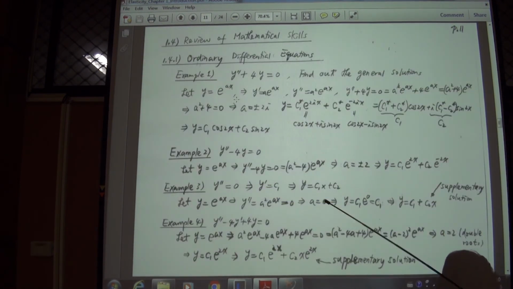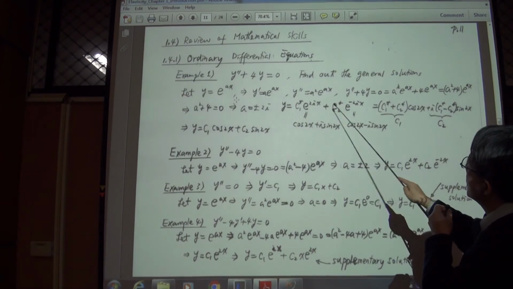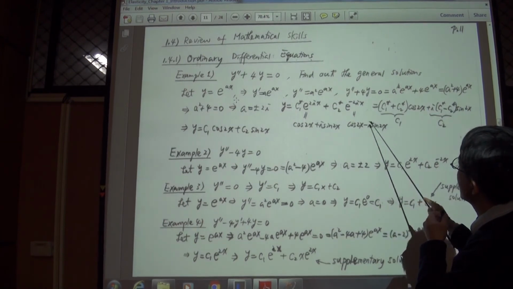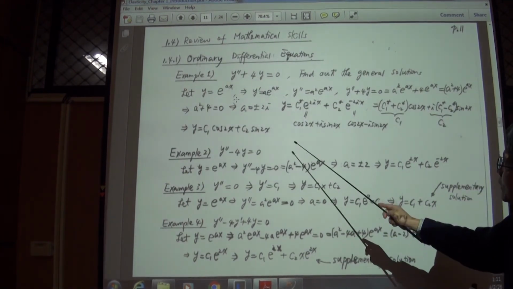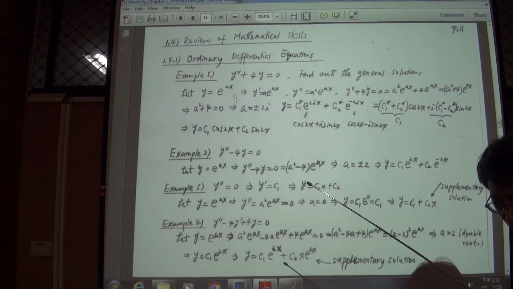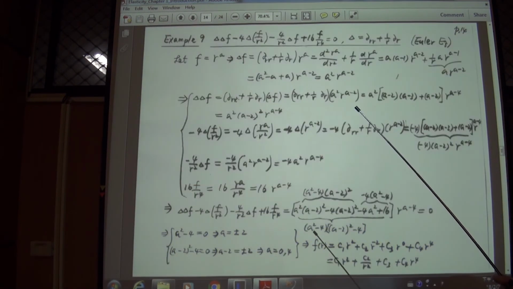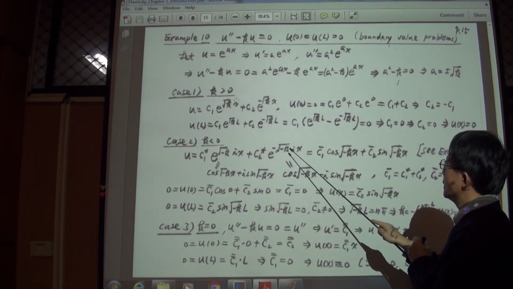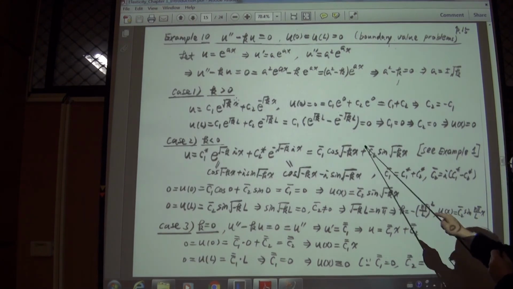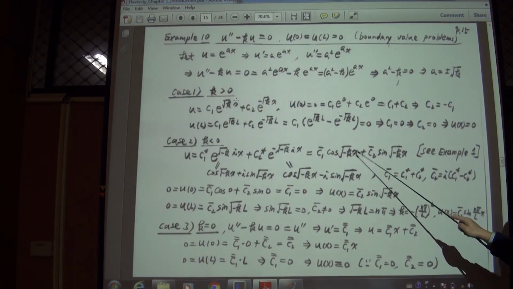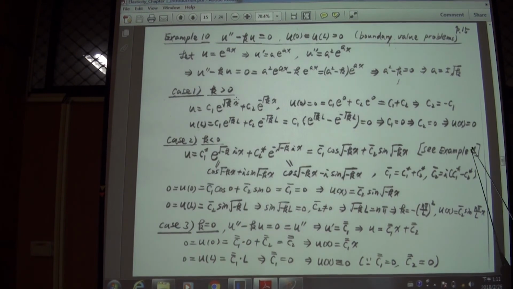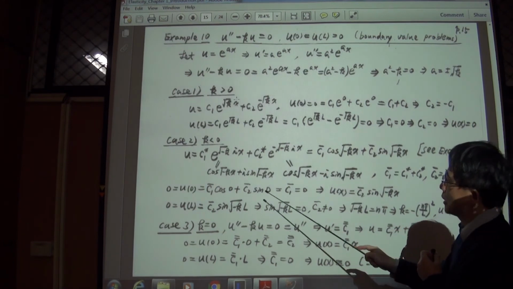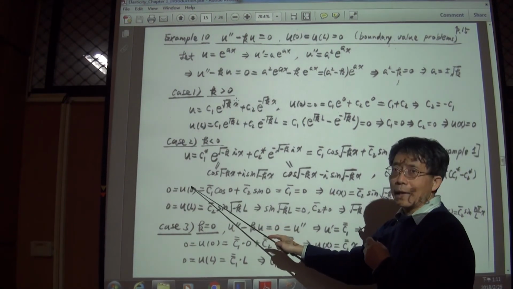Example 1. Here in the exponential, we have i here. So we use the Euler formula, cosine and sine, okay? And then finally we get this term. Now we do the same thing again. This one, cosine and sine. And then we group the terms, we get C1 bar cosine and C2 bar sine. Okay? See example 1. And now we use the boundary condition to get the solution.